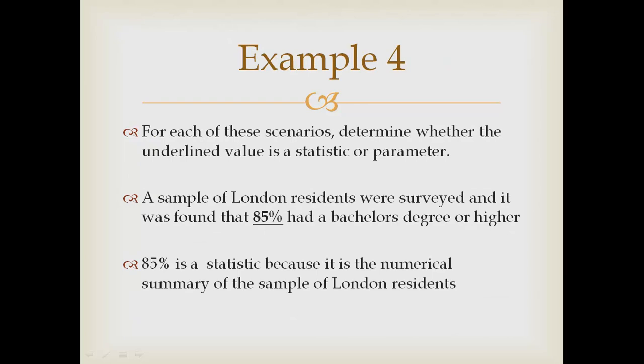So let's look at some examples. Example 4. For each of these scenarios, determine whether the underlying value is a statistic or parameter. A sample of London residents were surveyed, and it was found that 85% had a bachelor's degree or higher. So in this case, because it's a sample of London residents, it was not the entire population of London residents. Because it was a sample, the 85% is a statistic.